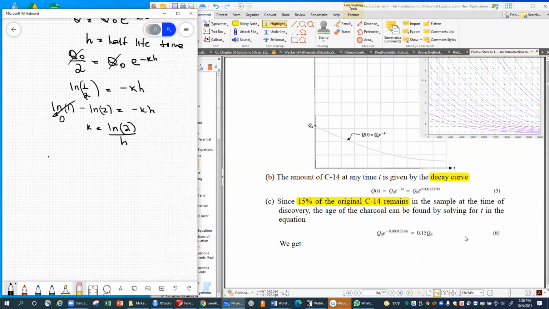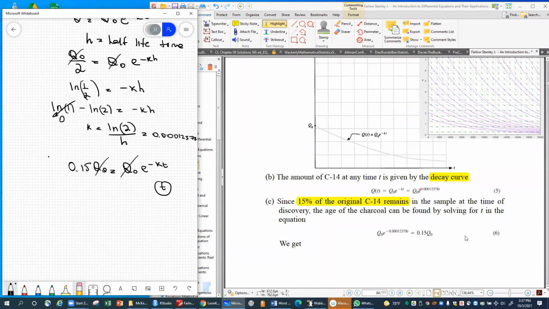So what does it mean? It means we have 0.15 q0, the original amount, whatever it was, it doesn't matter for us. They gave us a percentage, which is convenient. So q0 e^(-kt). I didn't bother writing the constant for k; it's 0.0001237 or so. Whatever it is. And we want to find now the time t, right?